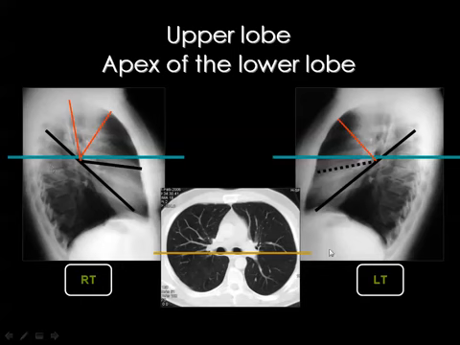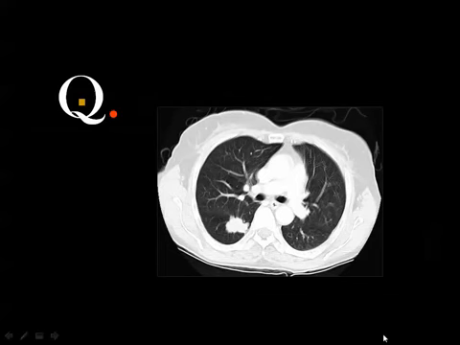Then look at the tracheal bifurcation. On the left is exactly similar to the right. Anteriorly, you will see the anterior segment of the upper lobe here. This is the anterior segment of the upper lobe. And posteriorly, you will see the apical segment of the lower lobe, and this is the apical segment of the lower lobe.